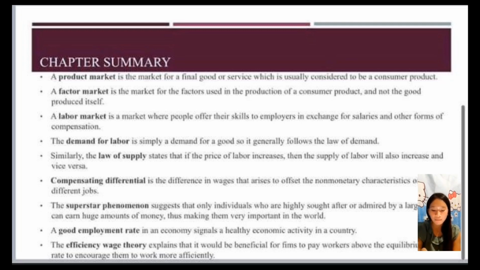The labor market is a market where people offer their skills to employers in exchange for salaries and other forms of compensation. The demand for labor is simply a demand for a good, so it generally follows the law of demand. And similarly, the law of supply states that if the price of labor increases, then the supply of labor will also increase, and vice versa.